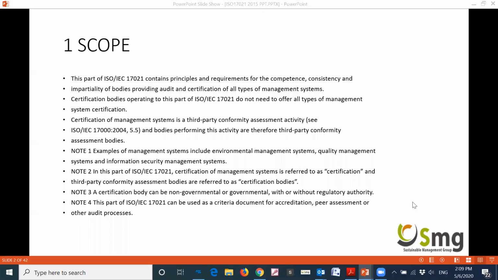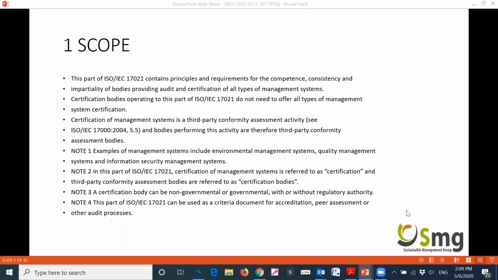Expanded later on if they want. So certification management system is a third-party conformity assessment activity. Now there's another standard, ISO 17000, which is the terminology for ISO 17021. So we are a third party providing conformity assessment activity called certification activity for management system standards. So it could be quality management, environmental management.